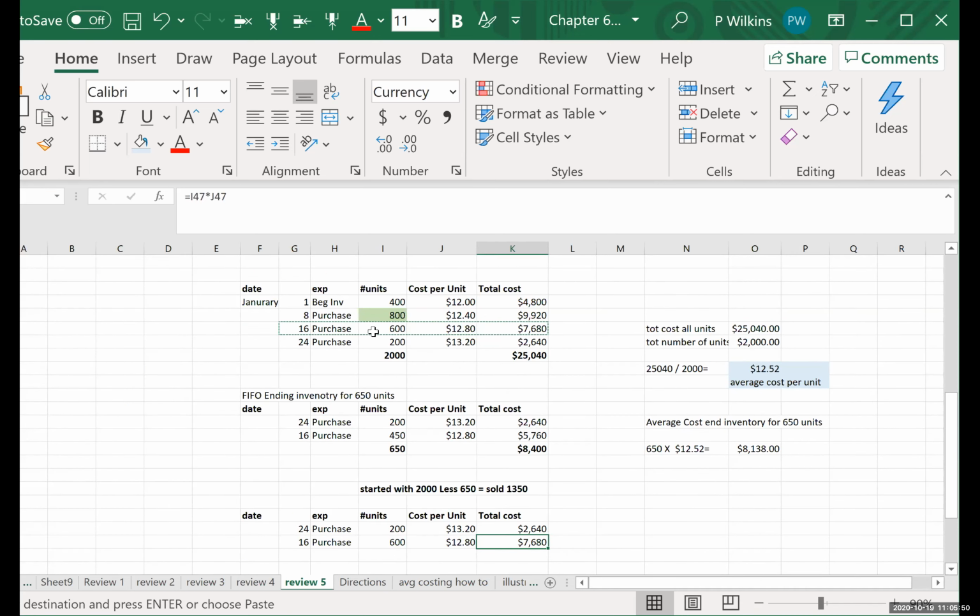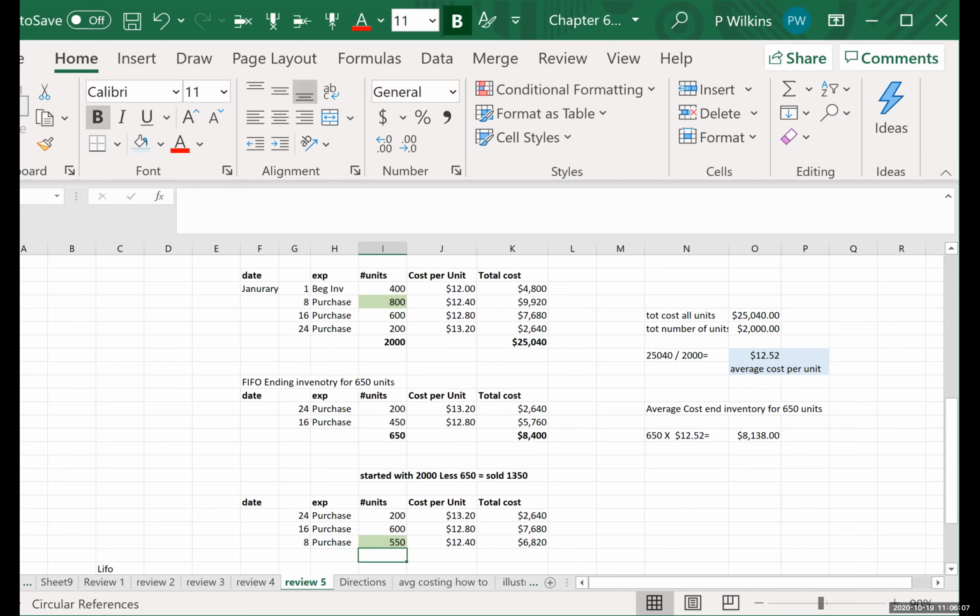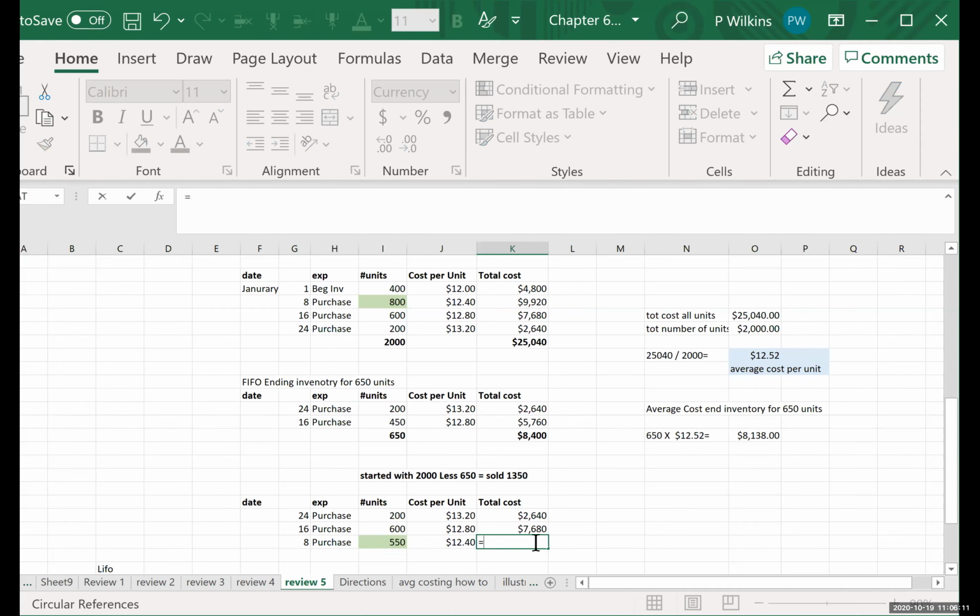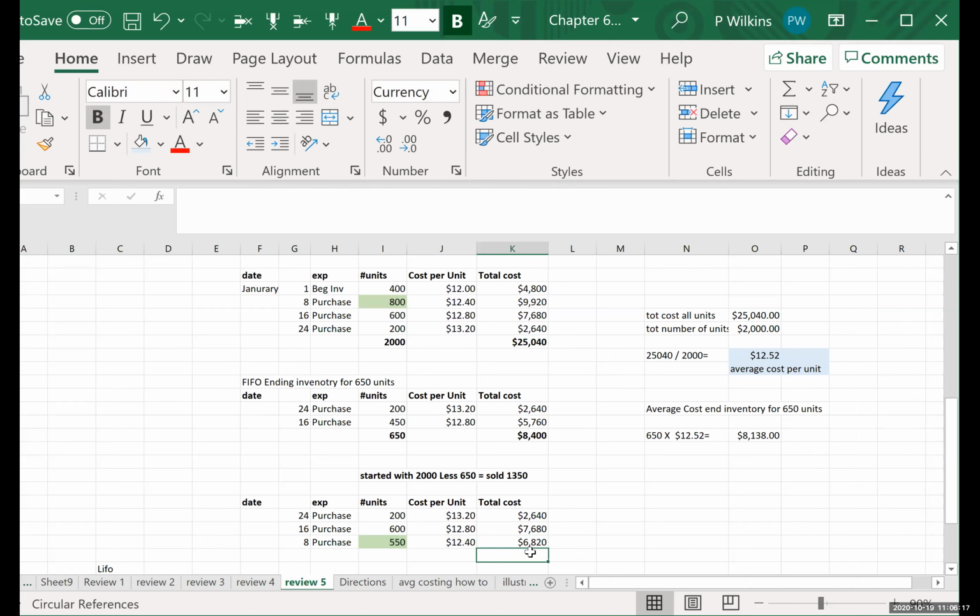And then we need 550 units more to get to our 1,350. So we're going to go to the next line up, and you'll see on the next line up there's 800 units. Well, we only need 550 of those units. So we're going to take 550 of those units, 550 units at $12.40 each for a total of $6,820.